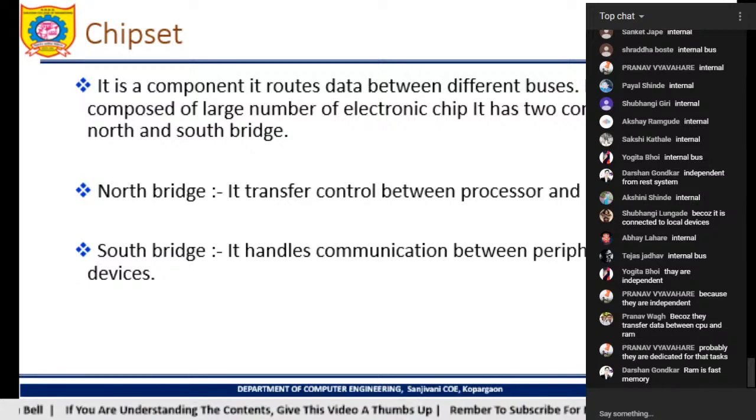Then that command is sent to the north bridge. After this, the north bridge will understand that yes, the south bridge has done the work properly. So is the data to be sent to the processor or to the memory? That decision for processor or RAM communication is done by the north bridge, and combinedly these two bridges, this chipset, help the processor for better performance. Are you getting me now?